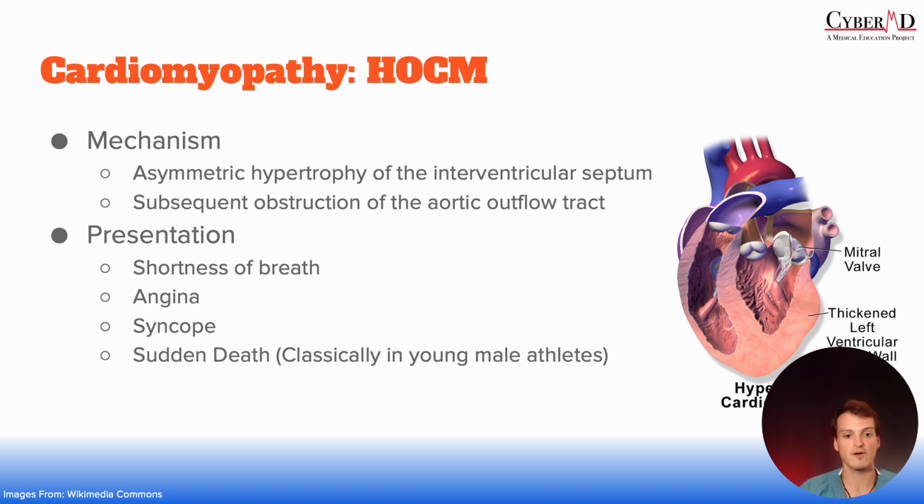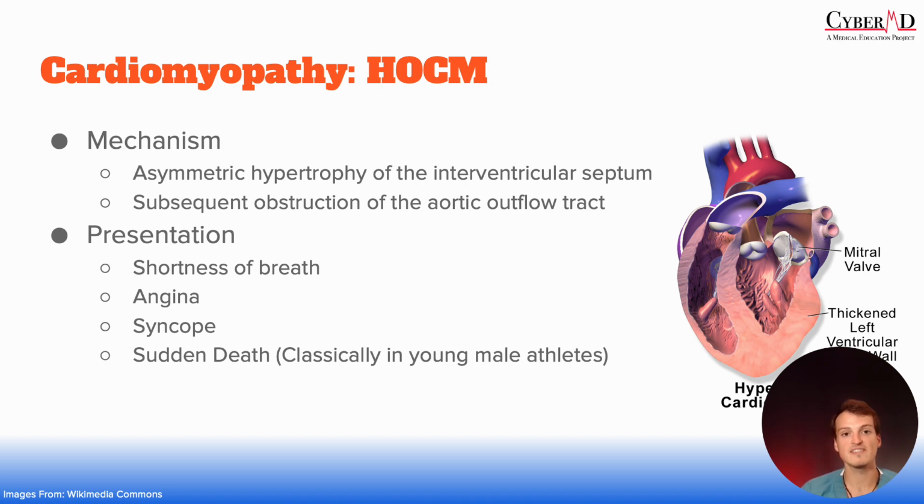Remember, we just talked about concentric hypertrophy, which was symmetric. Now, this is going to cause an asymmetric hypertrophy, specifically of the septal wall, the interventricular septal wall. And so instead of the heart thickening uniformly, one part, again, that interventricular septum, thickens more than the rest. And that thickening can cause an obstruction of the aortic outflow tract, which is going to have pretty significant implications for blood flow and overall heart function.